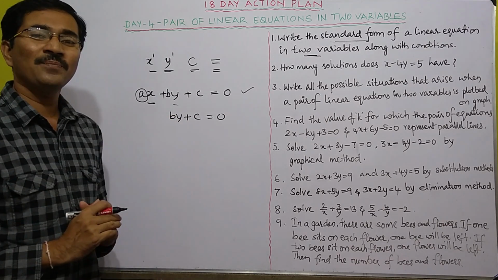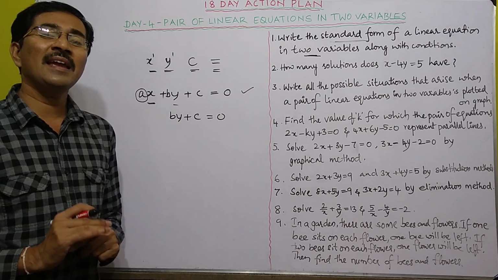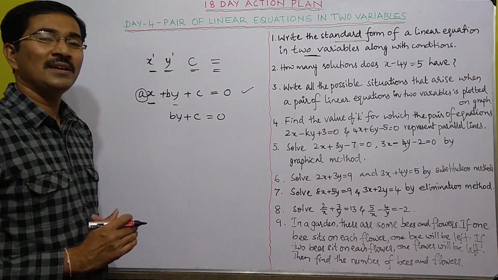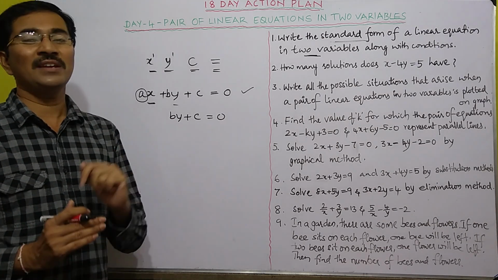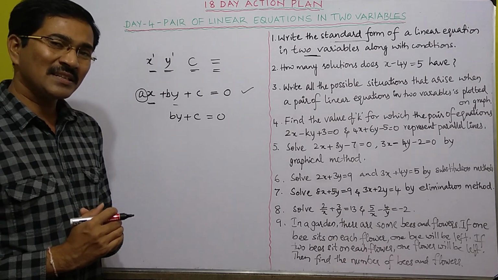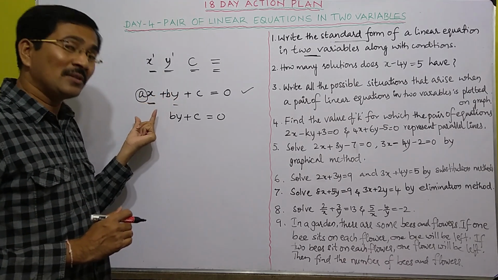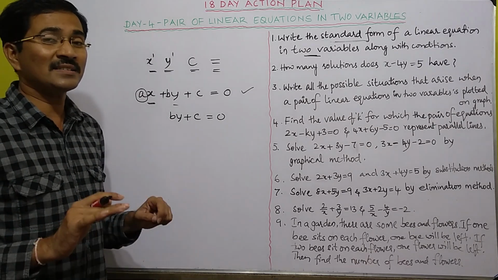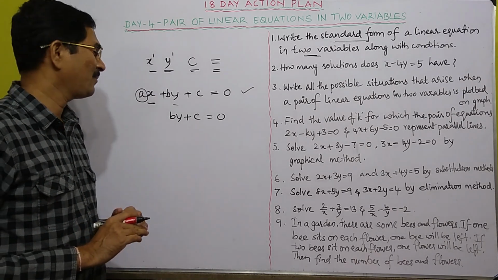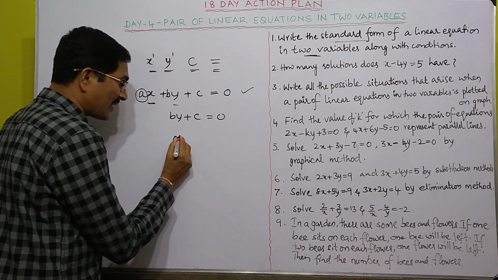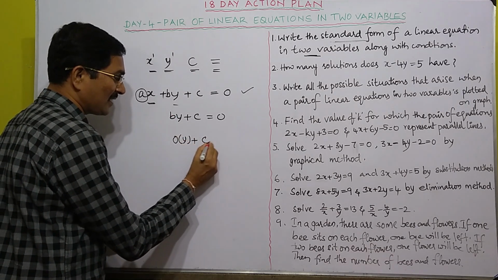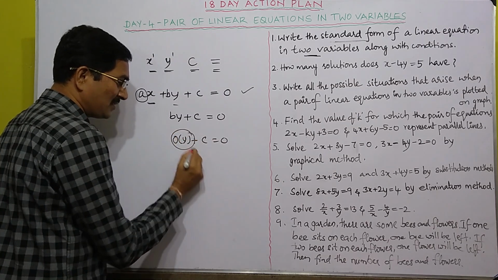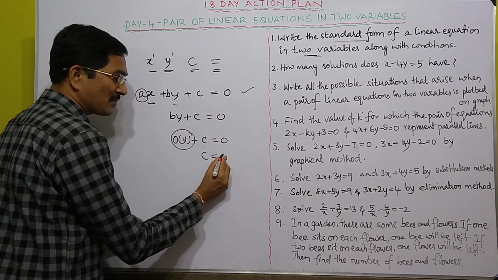Now, can we say it is an equation in two variables? No, it is an equation in one variable only. But because this is a special case, where there may be 0 as a coefficient, it may be possible. You cannot say it is impossible. For example, if b is also 0, what happens? 0 into y plus c is equal to 0. In that case, this all becomes 0. Then c is equal to 0.